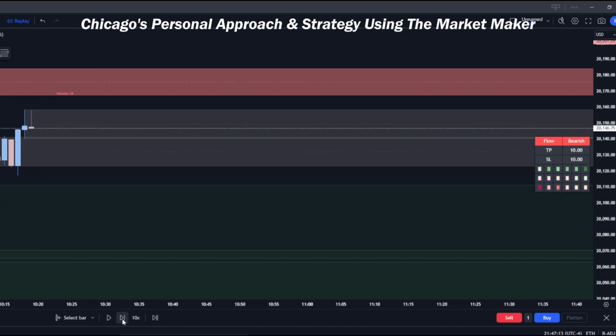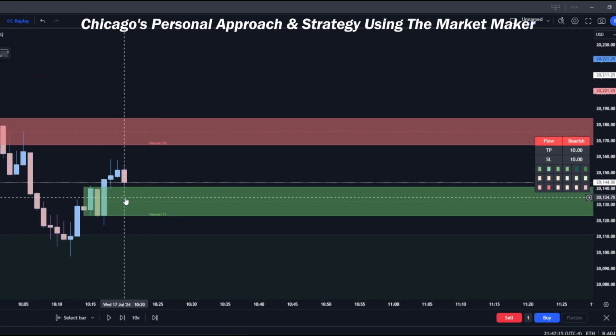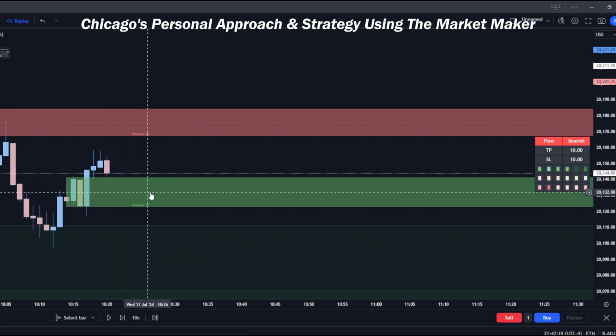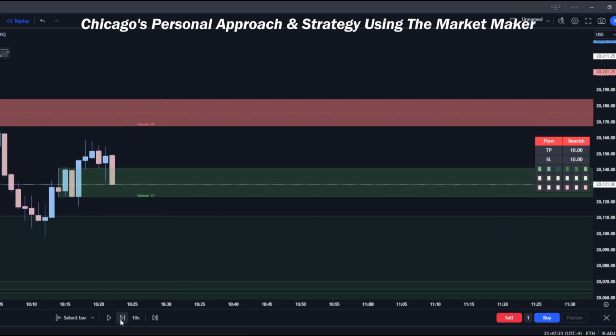Indecisive zones. Now we have a new area, right? Now we're potentially looking for longs, right? Now for here, I'm not really seeing anything so far.